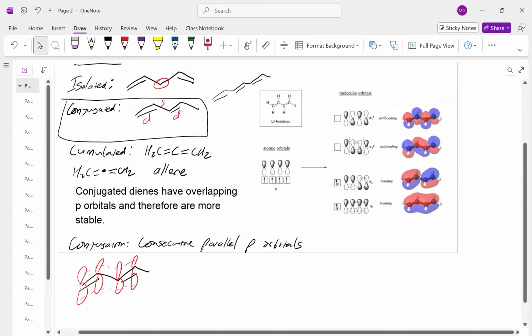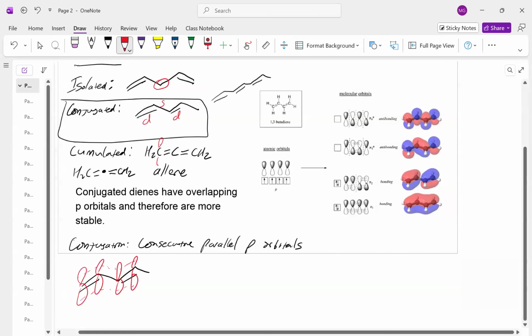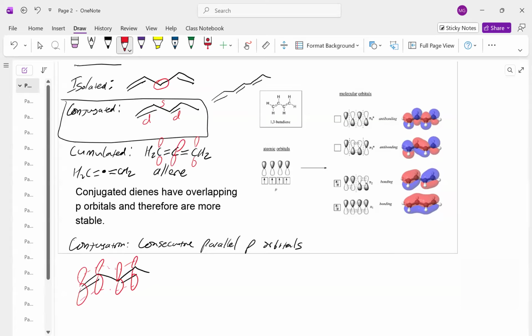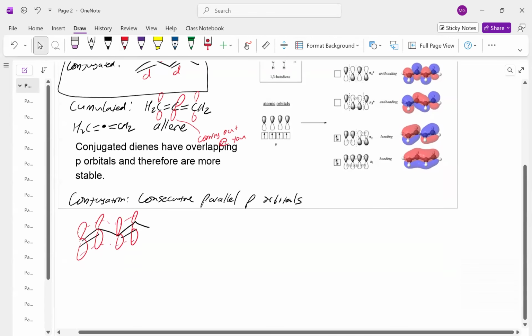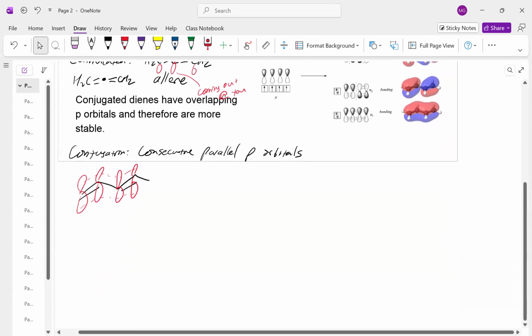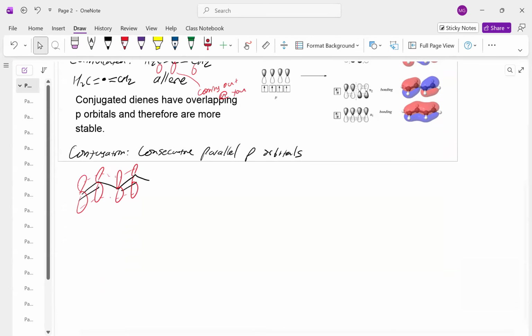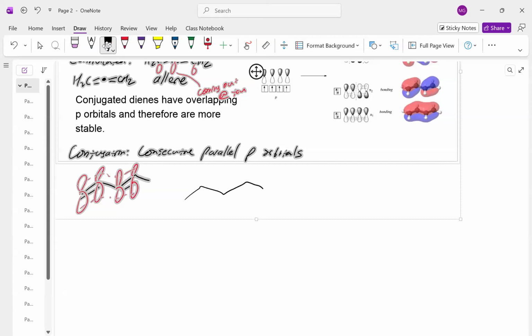In an allene, this p orbital might be up and this one might be up, but this one is perpendicular. It's coming out at you. I know I can't draw it that well, but imagine that this one is coming out at you, and it's perpendicular to the other two. Now, I'll explain why it's important to have them parallel in just a minute. Now, you don't necessarily have to have a pi bond for a conjugated system to exist. So we can have an example like this.